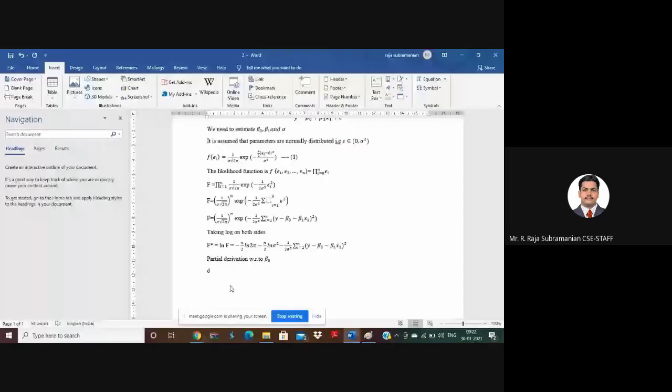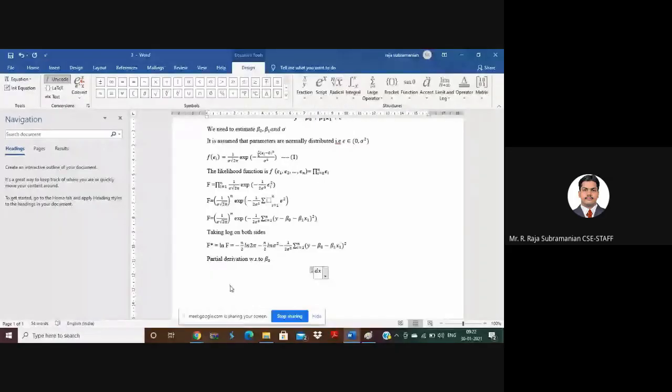Let me write it like d for now. Why? Because the dou function is not available here. Let me write it like d, and then I change it to dou when I give this to you, right? So I need to do dou f star divided by dou with respect to beta naught. So log f is now equivalent. That is log f, not f star now. Which one? Dou of log f.